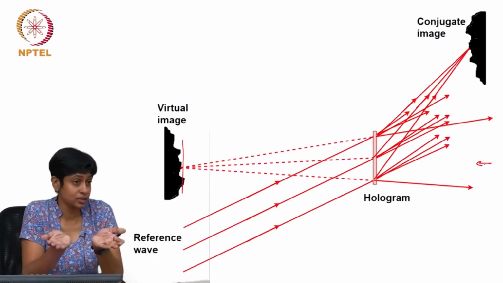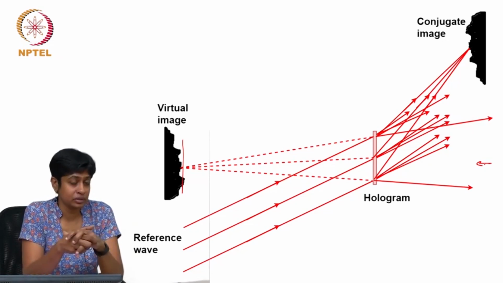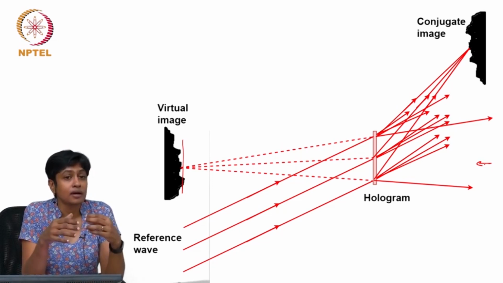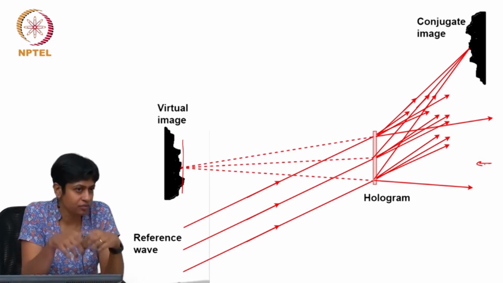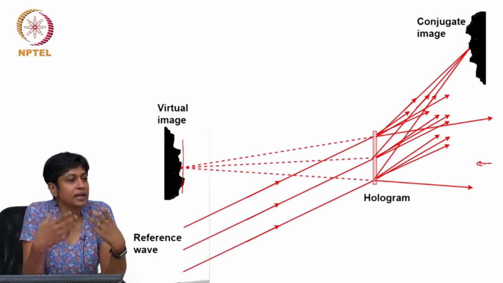So, in a nutshell, that is holography. By using interference, by adding this reference beam, you are capturing and storing the phase, and then for reconstruction you are able to get out.